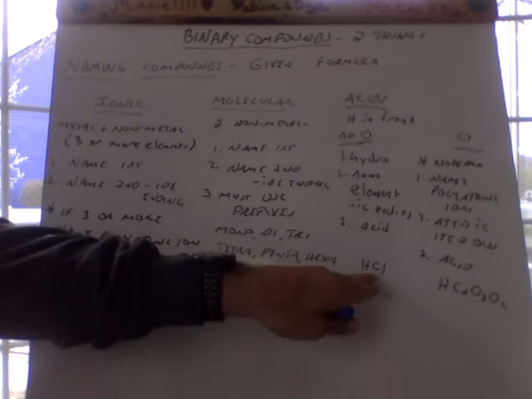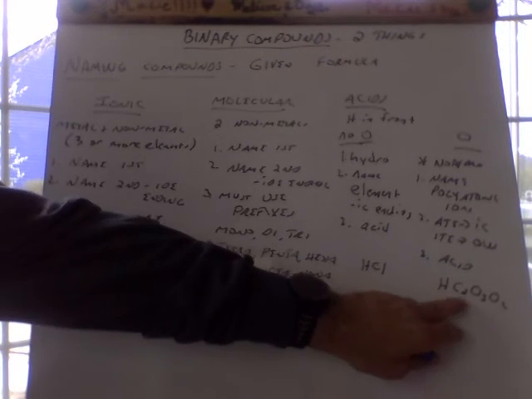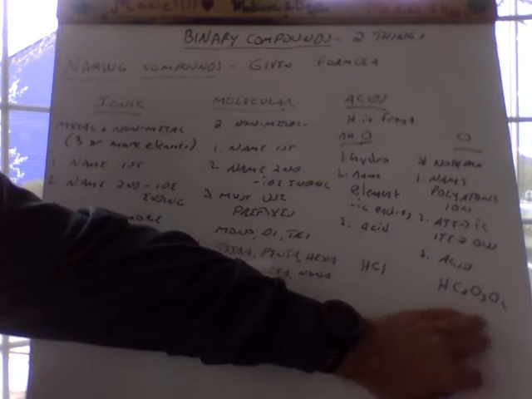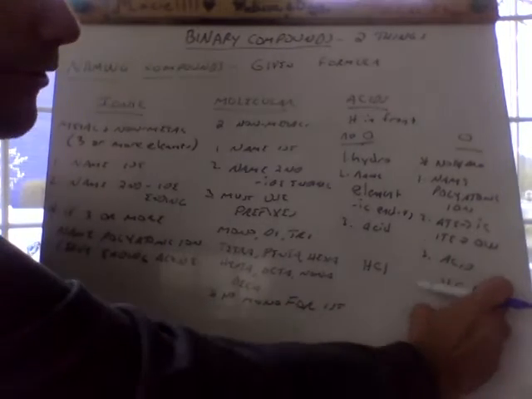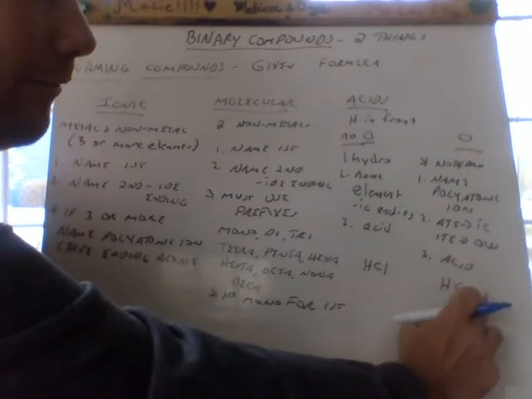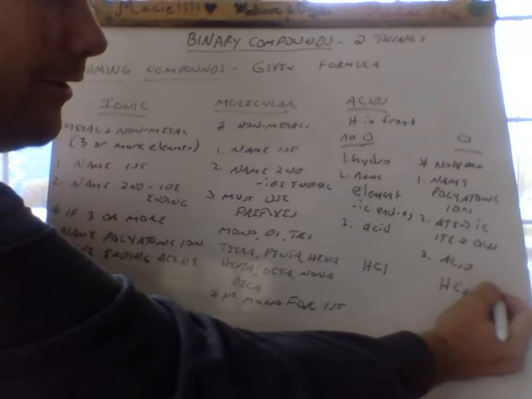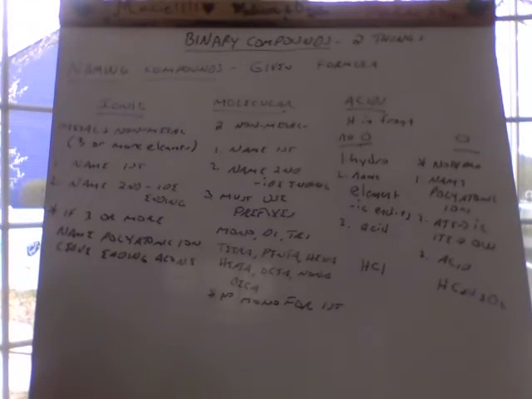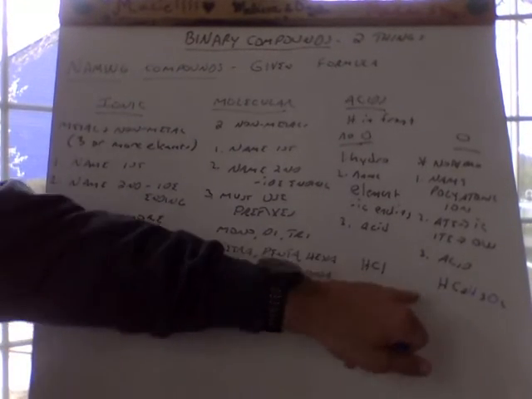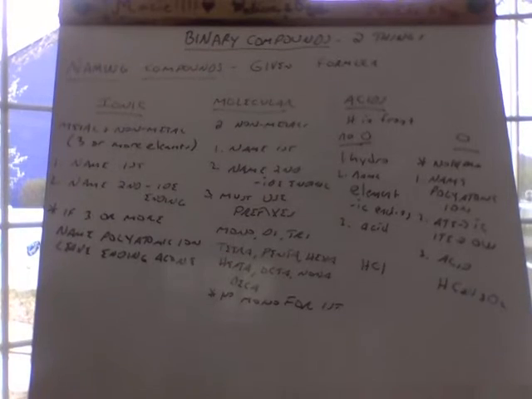All right, you have HCl, H in front, HC2O3... C2H3O2. I can't write this down, I was in a hurry, sorry. Anyway, I have an H in front, so it's in this acid category.